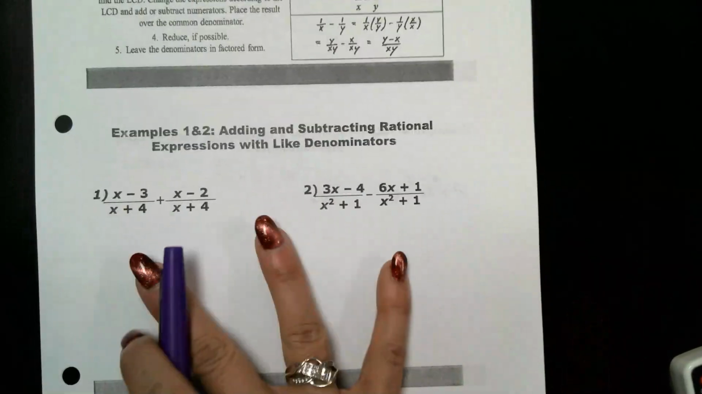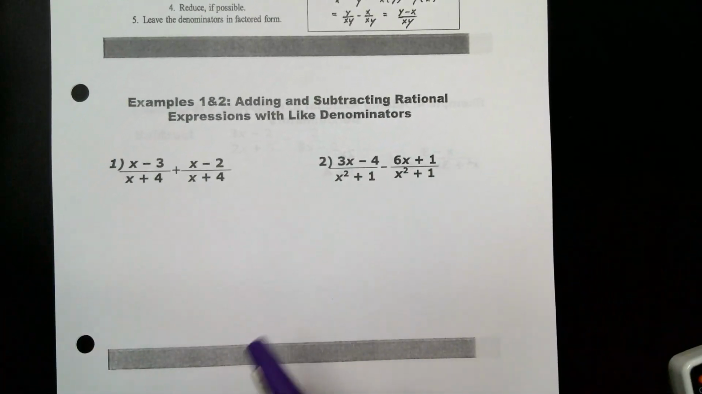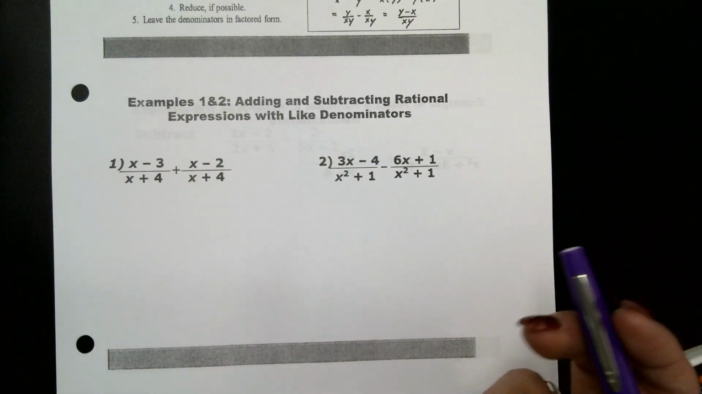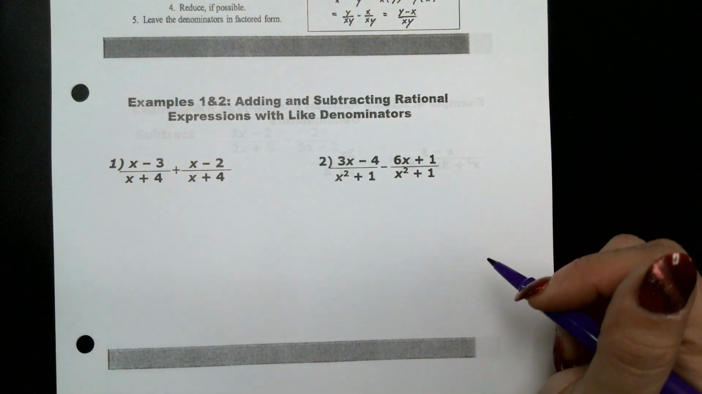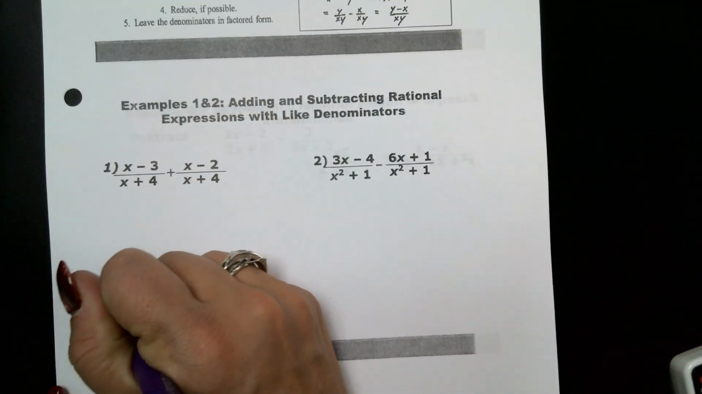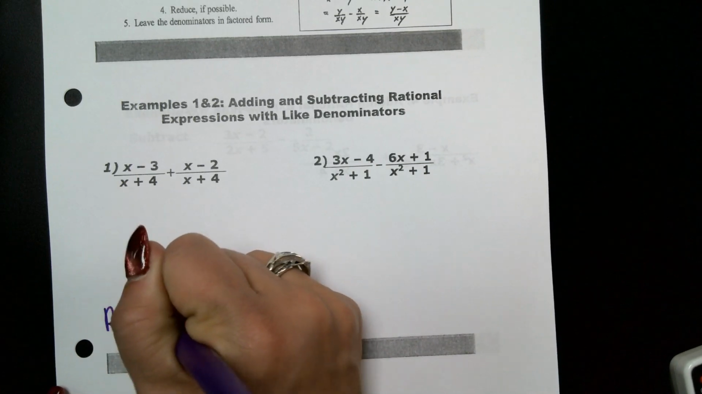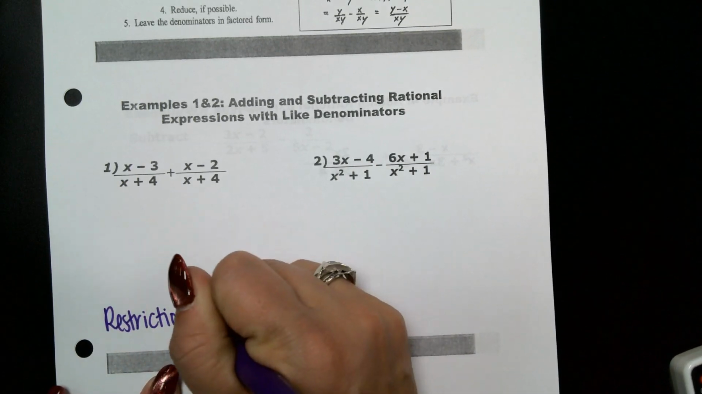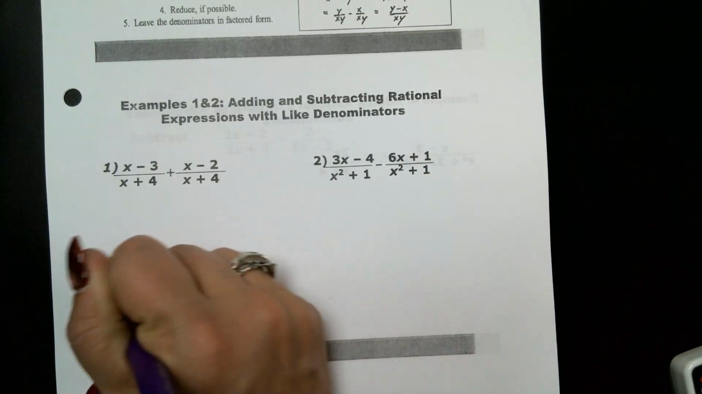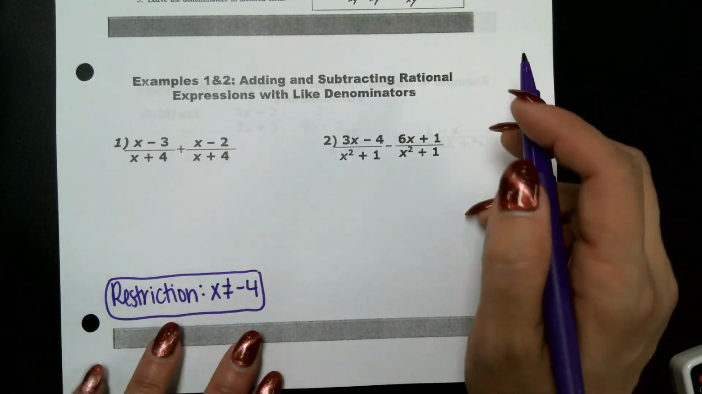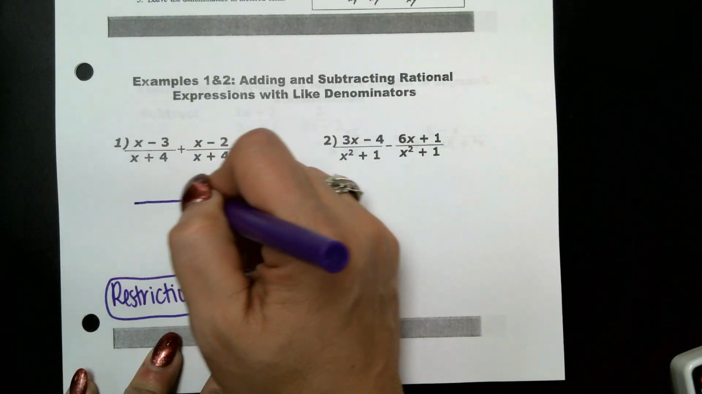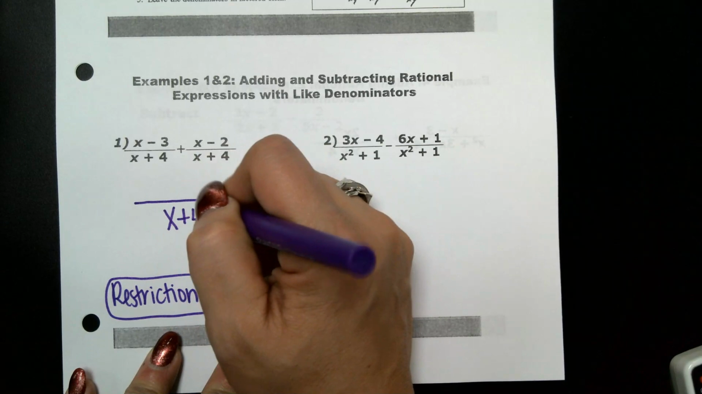Okay, so the first two down here, are my denominators the same? Yes, they are the same. So before I do anything else, let's talk about what our restriction would be. What number could x not be? Yeah, x would not be allowed to be -4 because it would make our denominators 0. Since they're already the same, we're going to just write this as one fraction.